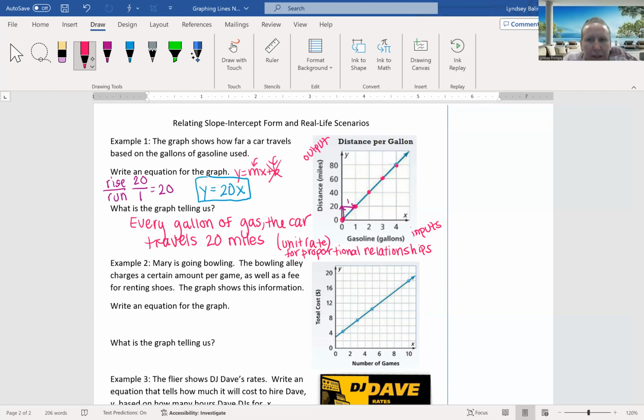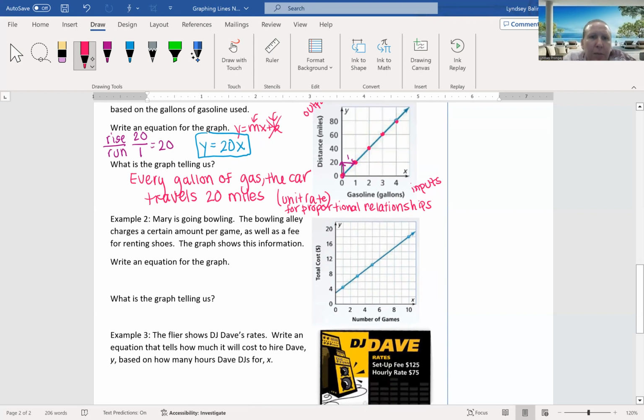Okay. Example 2, Mary is going bowling. The bowling alley charges a certain amount per game, as well as a fee for renting shoes. And the graph shows this information. Okay, so we are going to look at this and write an equation for the graph.